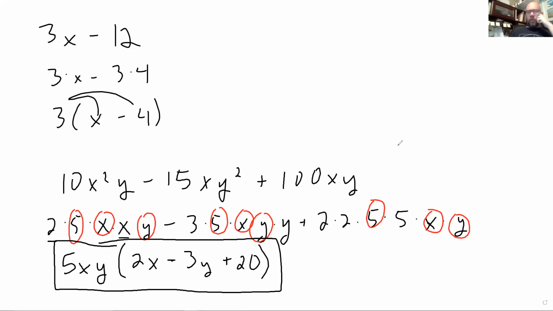Now, you don't always have to pull out a positive number. You can always pull out a negative number if you like. And you might ask yourself, why would I ever do that? And the answer is to make the stuff inside the parentheses look the way you want it to, which we'll see a little bit in the next topic when we talk about factoring by grouping. We'll see it a lot, actually.